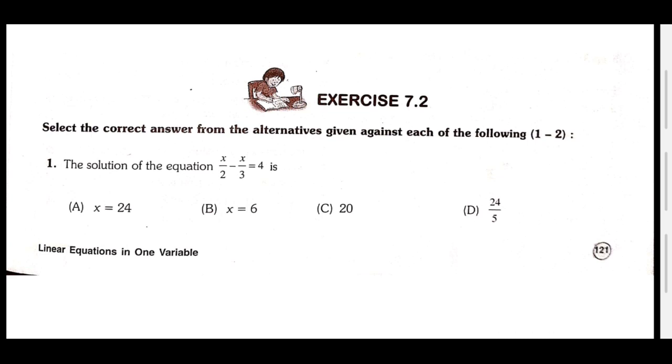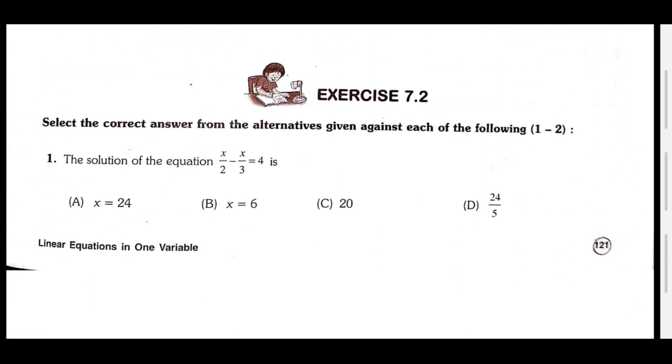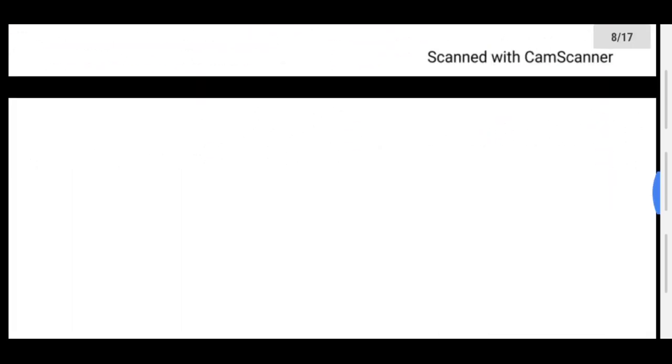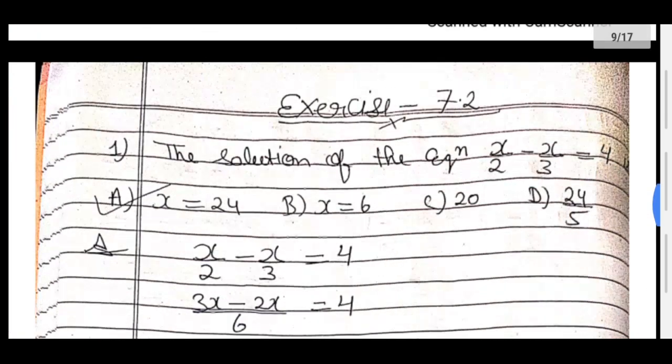the solution of the equation x upon 2 minus x upon 4 minus x upon 3 is equal to 4. What is the meaning of solution here? Solution means the value of x. X you have to find out, and options are given here. Now writing here your first question of the full exercise.